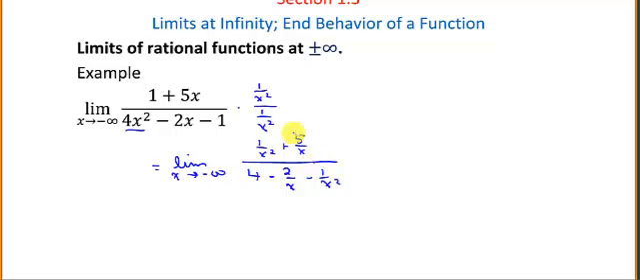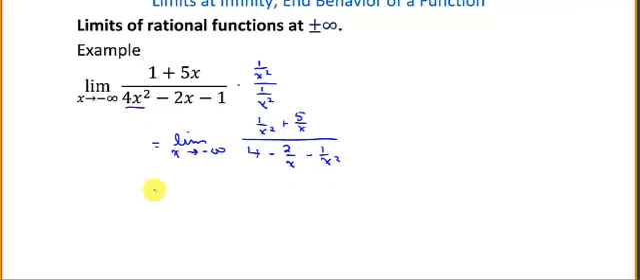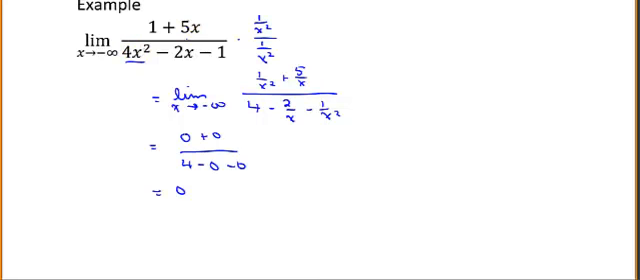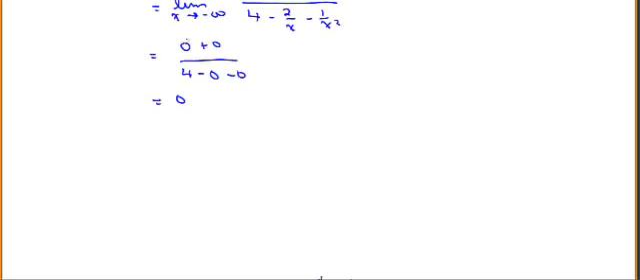And all of these terms with an x in the denominator are going to go to 0, so this will become 0 plus 0 over 4 minus 0 minus 0, which is 0. Okay, 0 over 4 is 0. So notice that this thing goes to 0. By the way, you realize that will happen if the leading term in the denominator has a bigger degree than the leading term in the numerator. The highest degree term in the denominator has a bigger degree than the highest degree term in the numerator.